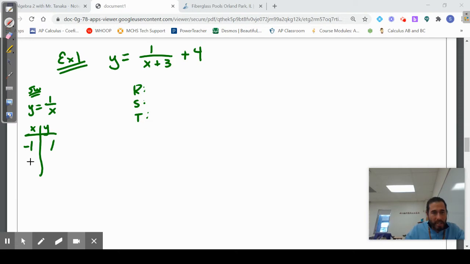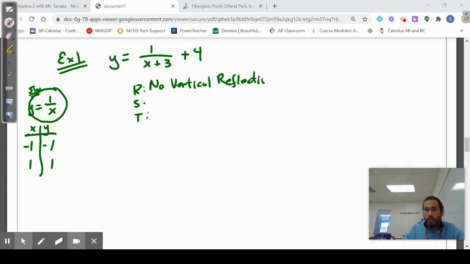Remember, I only got to know 2 points: -1, -1 and 1, 1. And this is for a reciprocal function, okay? All right. Is there a reflection? Well, is there a negative in there? Is there a negative here out in front of this function? There's no negative. So we say no vertical. And make sure you write this out really well, right? You guys take good notes. No vertical reflection over the x-axis, okay?